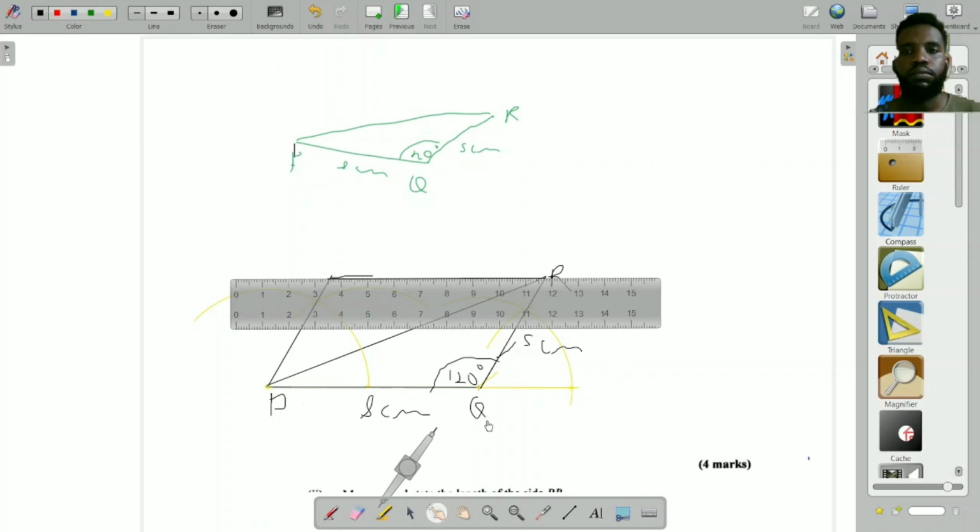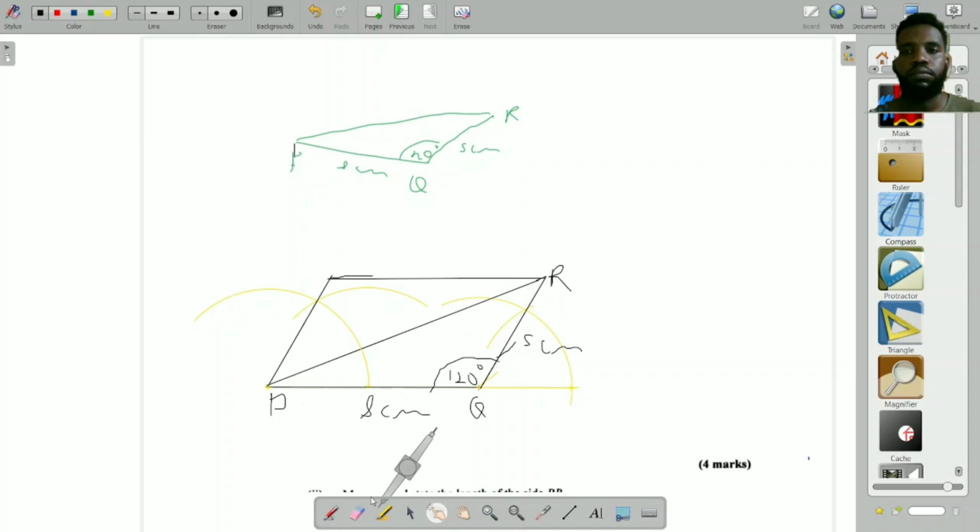All right, so that is done. Now I want you to ignore this little line at the top here. Let me put on the S, and let me rub this out. It shouldn't be there. Let me take that out. And there you have it. I have my parallelogram PQRS.